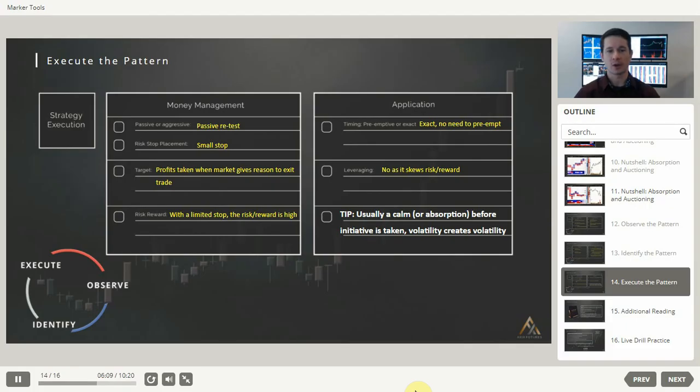Okay, once you've focused on the money management side, you then move on to the application side. Okay, and this is crucial. Now, application is all about how do you execute.